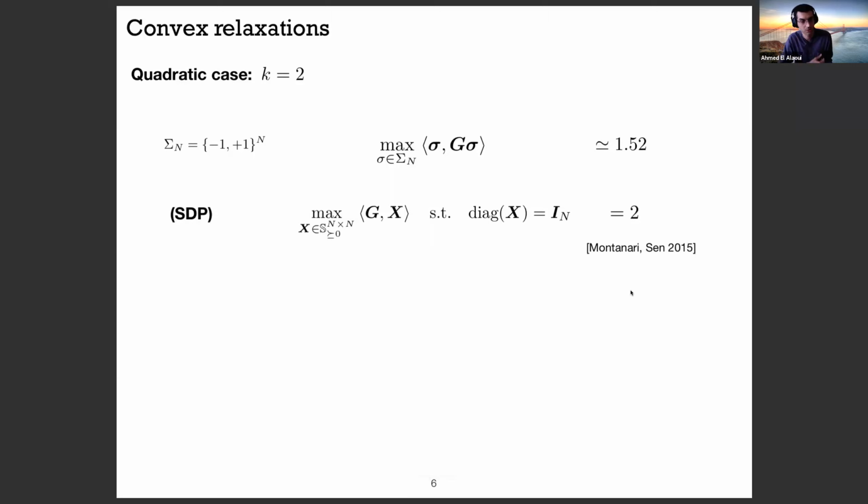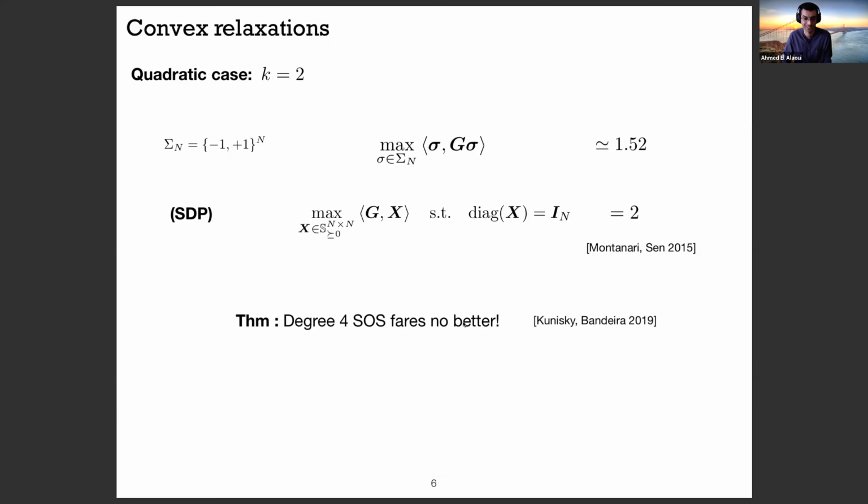The next thing you can try to do is relax in a stronger way and look at a semi-definite programming relaxation. And here, what you can do is, this is just the inner product between G and sigma sigma transpose. You can replace sigma sigma transpose by a symmetric matrix X, positive semi-definite, and the diagonal will be the identity because that's the constraint that corresponds to the hypercube. Sigma i squared is 1, right? And you can try to compute this, and there is an analysis that has been done by Andrea and Subhabrata Sen, and that still is 2, so you don't improve over the spectral algorithm.